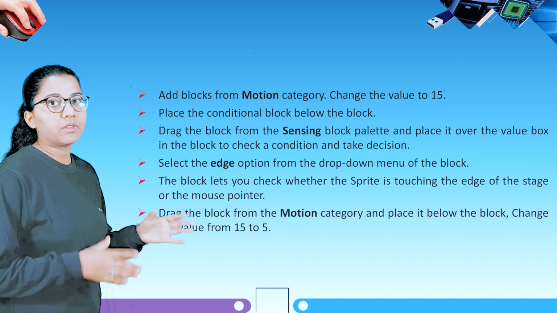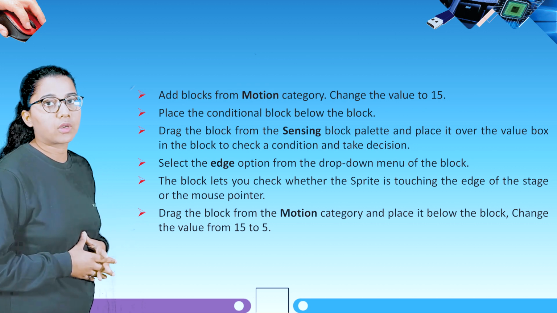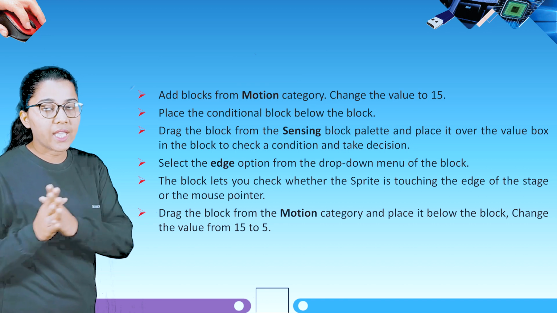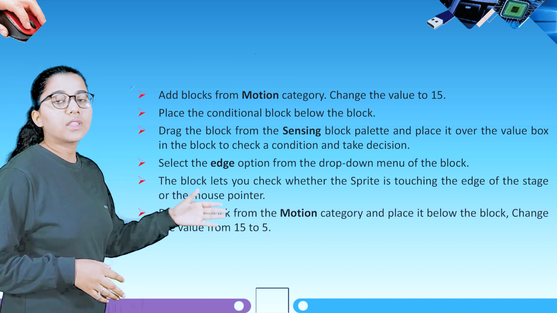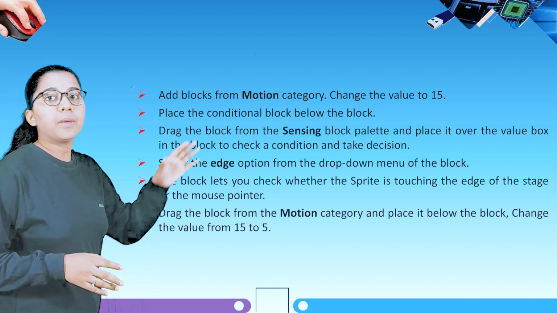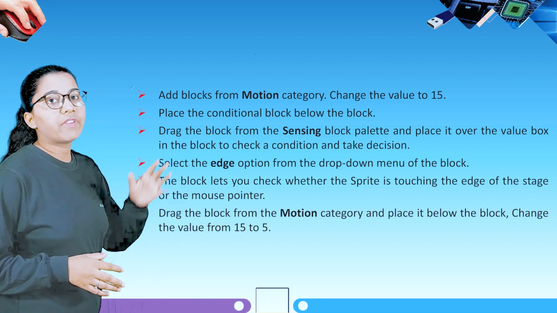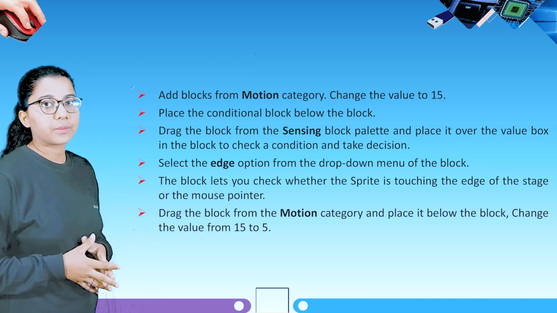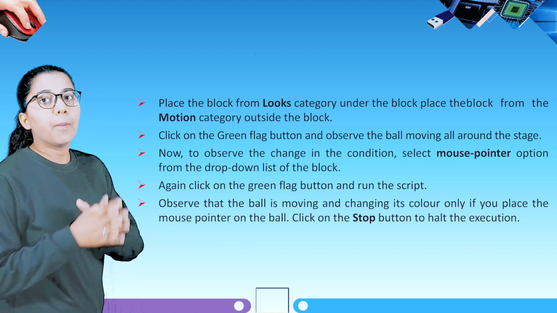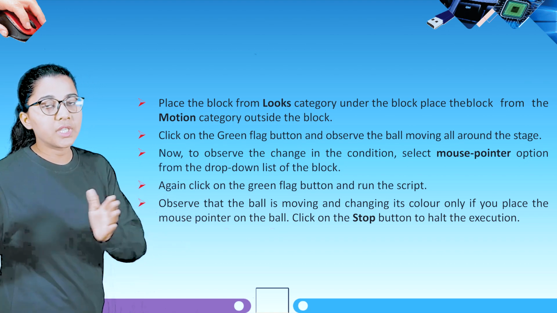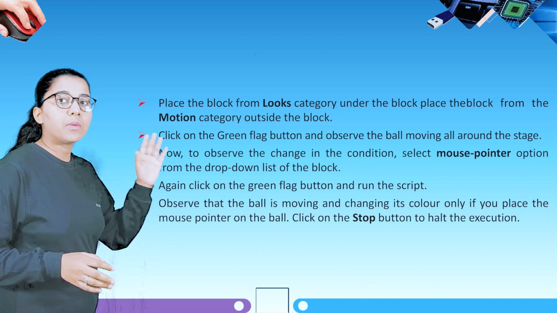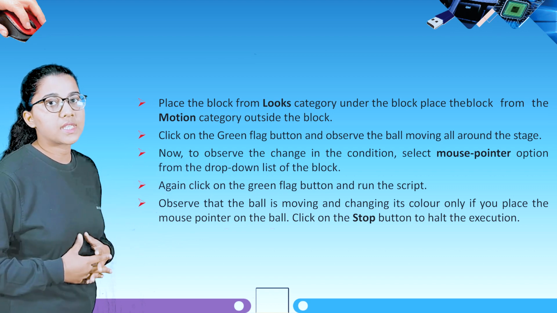Select the edge option from the drop-down menu of the block. The blocks let you check whether the sprite is touching the edge of the stage or the mouse pointer. Drag the block from the motion category and place it below the block. Change the value from 15 to 5. Place the block from the looks category under the block. Place the block from the motion category outside the block. Click on the green flag button and observe the ball moving all around the stage.